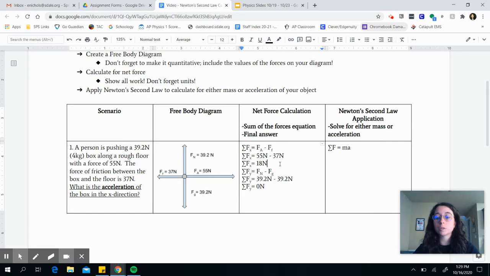Great. It's basically make it easier. Awesome. So now we've done our net force calculations. Now we're going to go over to our Newton's second law application. So now we're going to start with knowing the fact that our net force equals mass times acceleration.